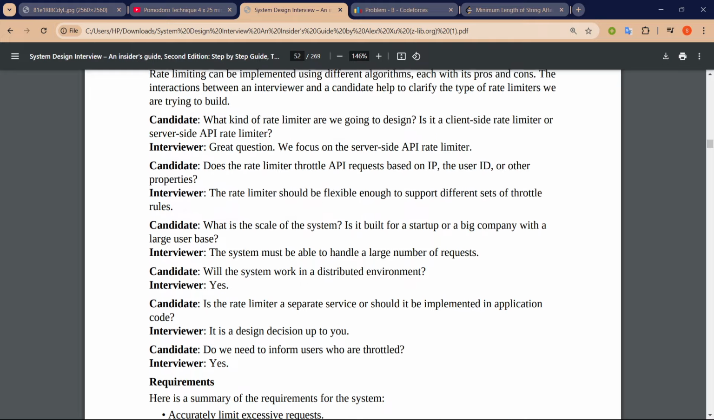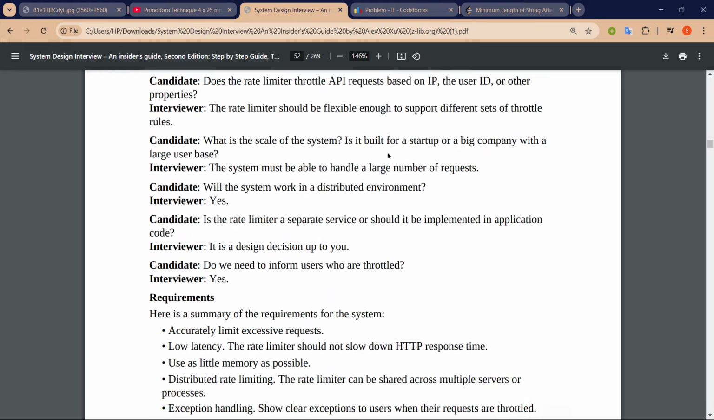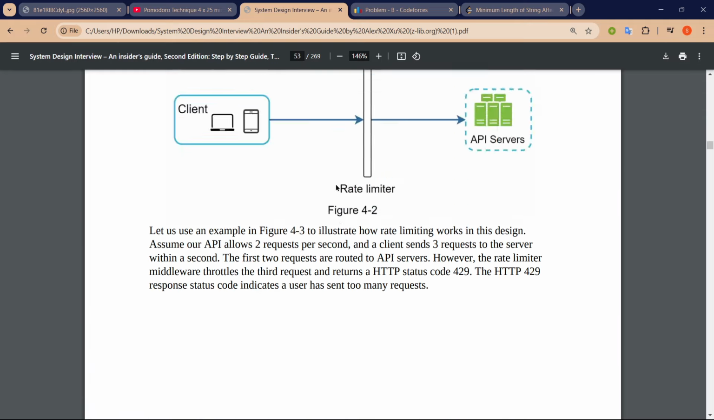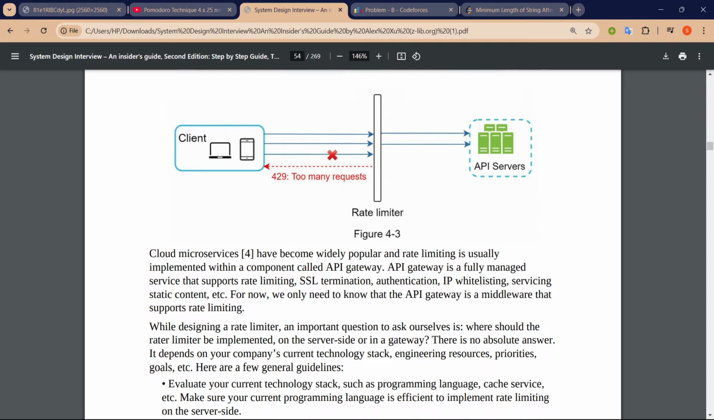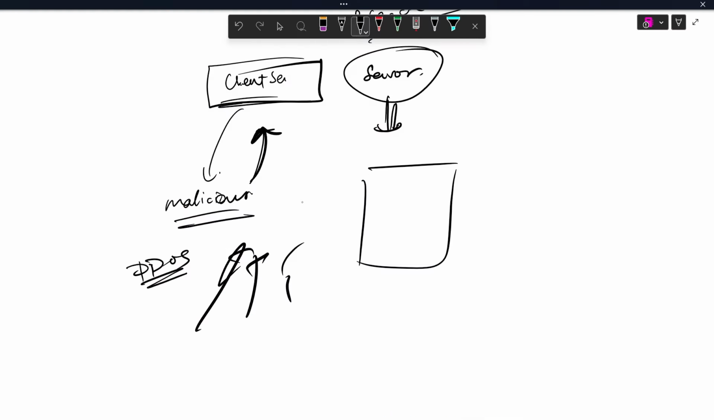And what was the full form of DDoS? I forgot. What is the full form of DDoS? Yeah, too many requests, and it just sends a message to the server that they send too many requests.